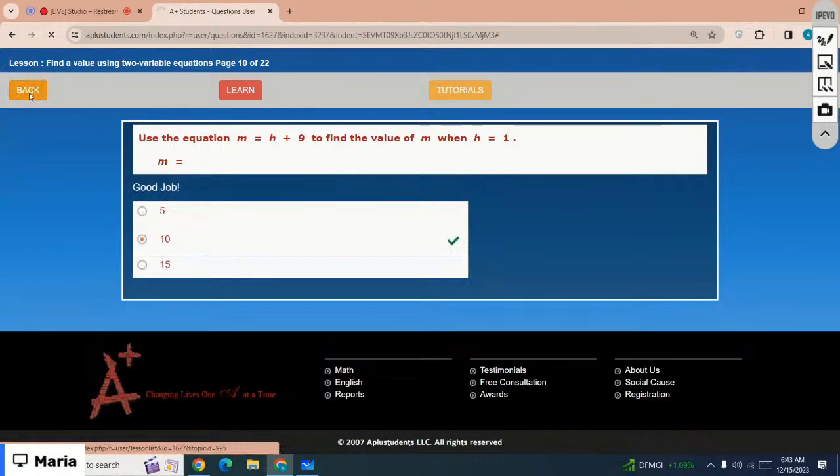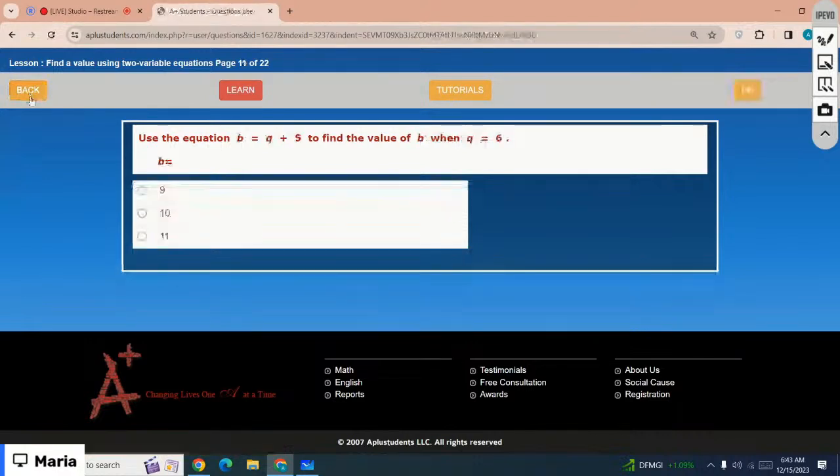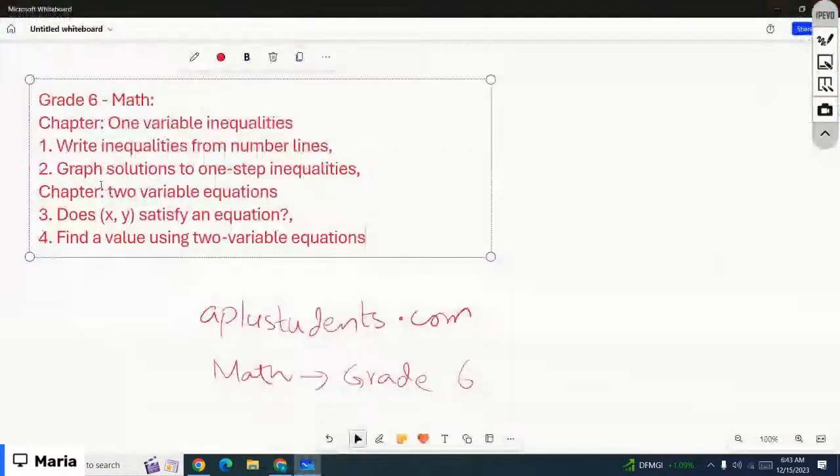So we were working on grade 6 maths. We have started with the chapter 1 variable inequalities, and the lessons we have covered are write inequality from number lines, graph solutions to one step inequality. Then we have started the two variable equations, and the lessons we have covered are does xy satisfy an equation and find a value using two variable equations, right?